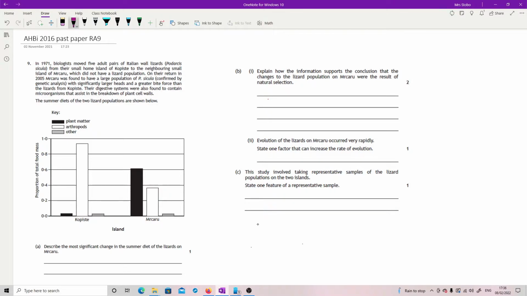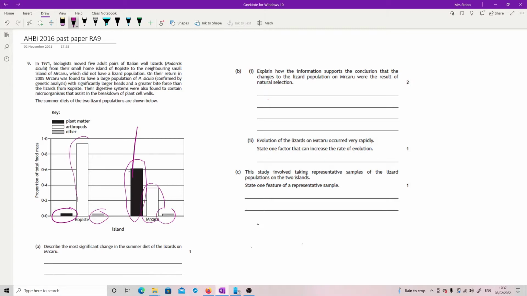by genetic analysis, with significantly larger heads and a greater bite force than the lizards from the first island. Their digestive systems were also found to contain microorganisms that assist in the breakdown of plant cell walls. The summer diets of the two lizard populations are shown below. Okay, and we've got the proportion of the total food mass, and we've got plant material here and here, arthropods, and the third one is other.